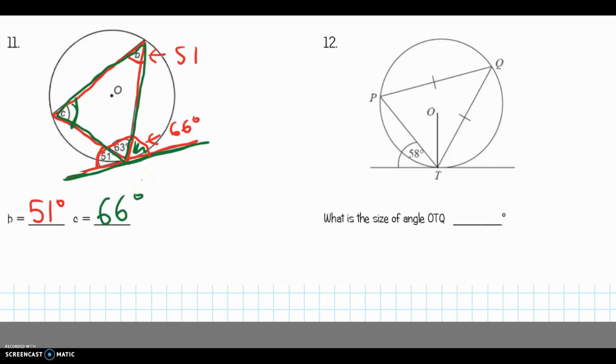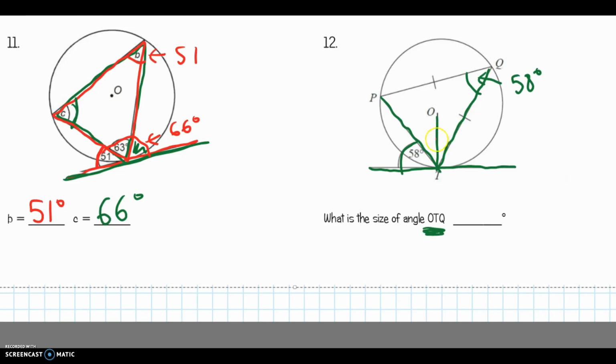Okay, and question 12. Alternate segment theorem again says that's a tangent, that's a chord. So if that's 58, this angle up here must also be 58 degrees. The angle we're asked for is O to T to Q. So the angle that we're asked for is actually this angle in here.